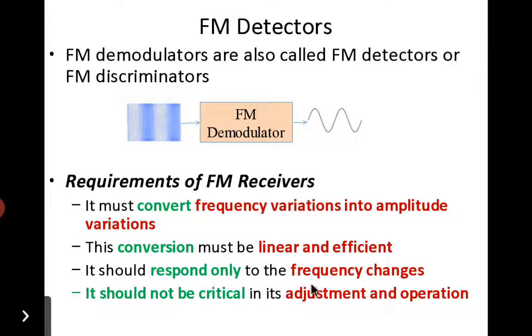It should respond only to the frequency changes. That is, the circuit should not be sensitive to amplitude variations, because the modulation is carried only by frequency deviation, and any amplitude variation is likely to be noise. Thus, by making the receiver insensitive to amplitude variation, the signal to noise ratio in the receiver circuitry can be improved.